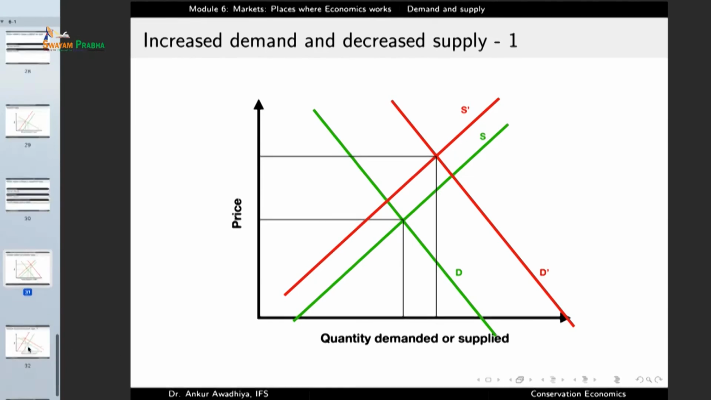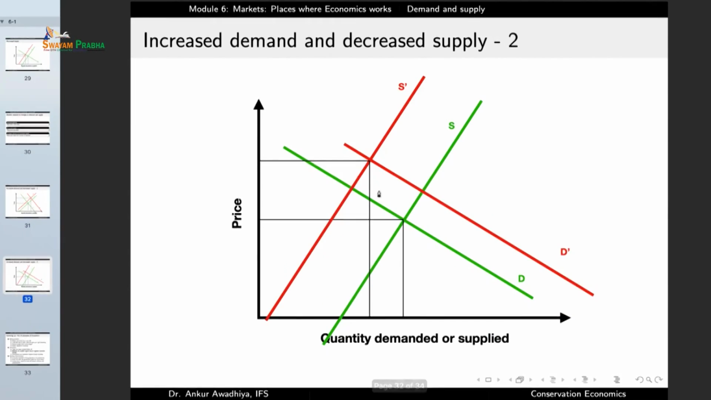But it is also possible that when you have an increase in demand, so in this scenario we are saying that the green demand curve has shifted to the right, the green supply curve has shifted to the left, and in this case the earlier equilibrium was here, the new equilibrium is here. Earlier equilibrium price was this, the new equilibrium price is this. So here again the equilibrium price has gone up. But the earlier quantity demanded was this, the new quantity demanded is this. So there is a decrease in the quantity that is demanded or supplied.